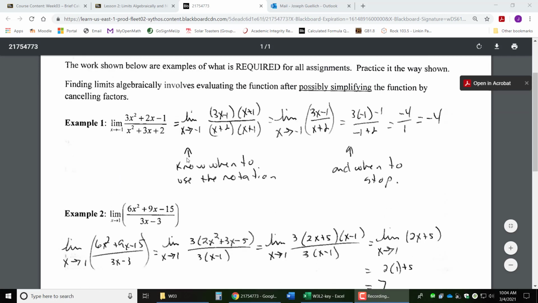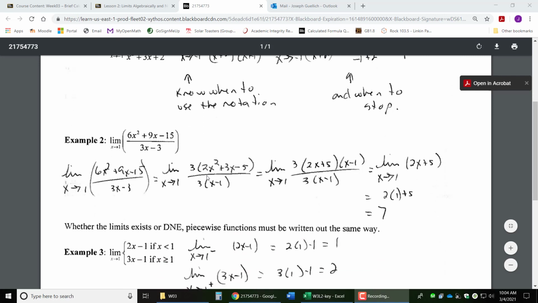Now the other part, you'll notice my little arrows here, you do need to know when that limit notation is appropriate to write and when to stop writing it. So when you've got the X, you haven't done the limit. When you plug the number in and you don't have the X, that's when you stop writing that limit notation. Pretty easy.